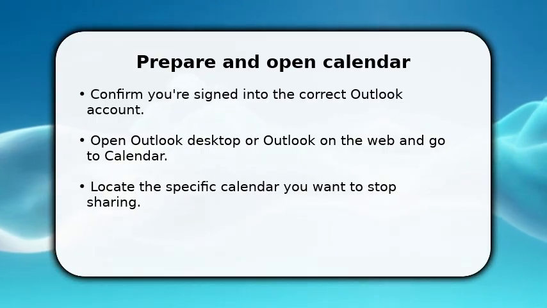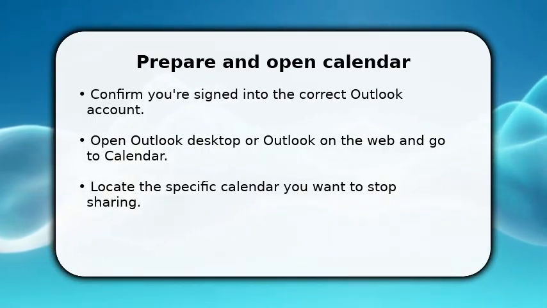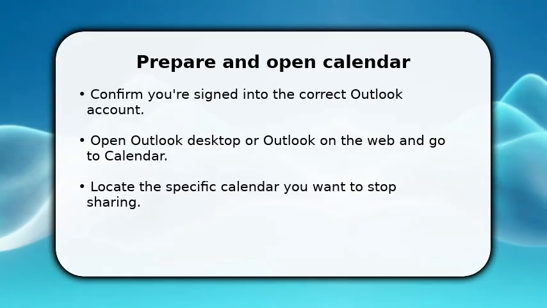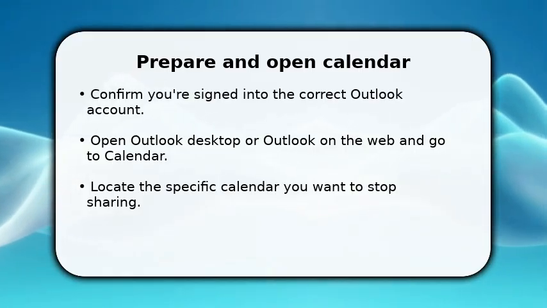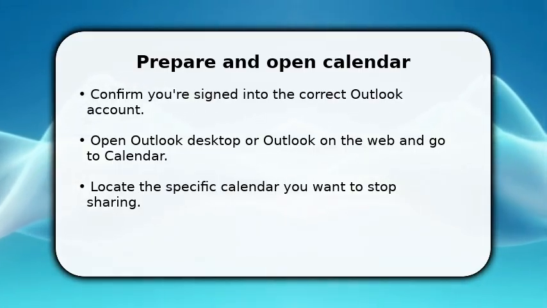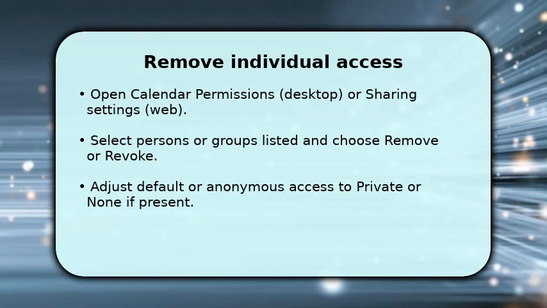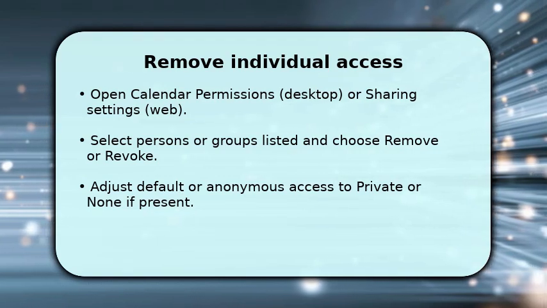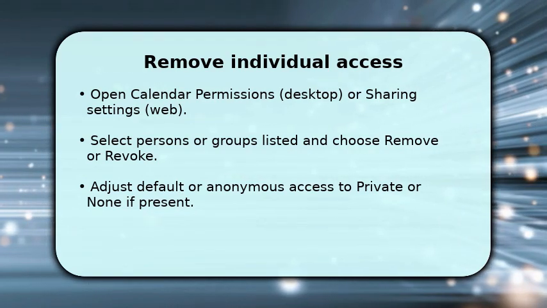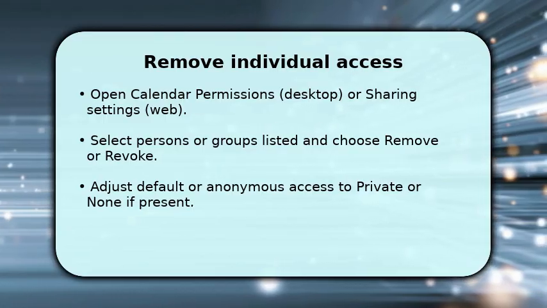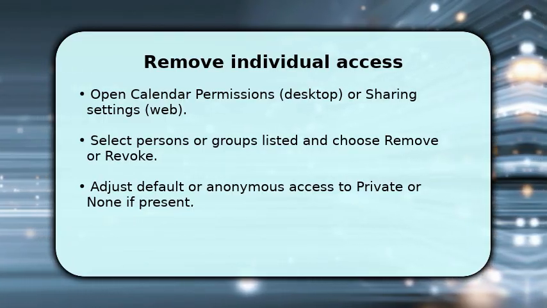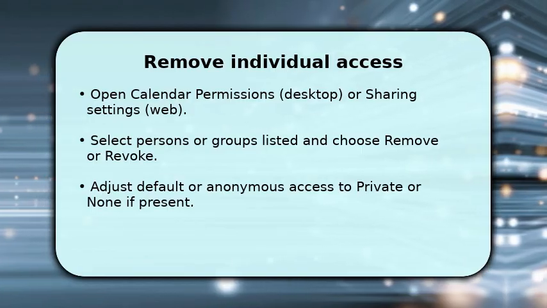Now that you're on the right calendar, move to the sharing controls. On desktop, use Calendar Permissions or right-click. On the web, use Share or Settings to begin removing access. Once in Permissions or Sharing Settings, find the list of people or groups who have access. Click each entry and choose Remove or Revoke Access. This prevents further viewing or editing.